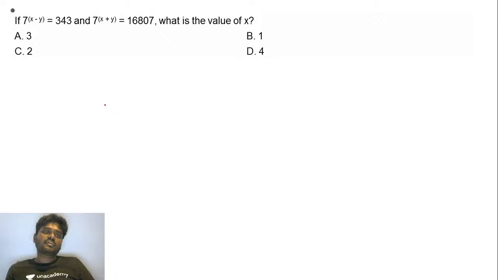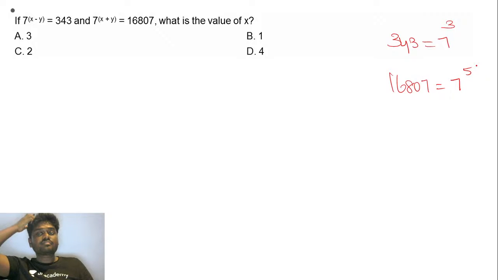That is, if 7 power x minus y is equal to 343 and 7 power x plus y is equal to 16,807, what is the value of x? That's your question. So what we can do exactly now, listen carefully. 343, I can write this as 7 power 3. 7 cube will give you 343. And 16,807 if you do, this is actually nothing but 7 power 5.